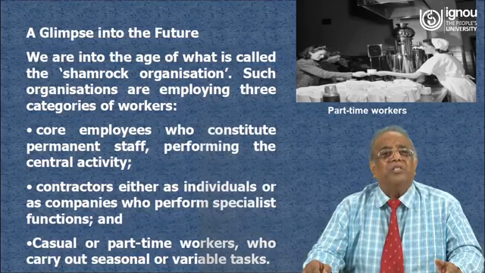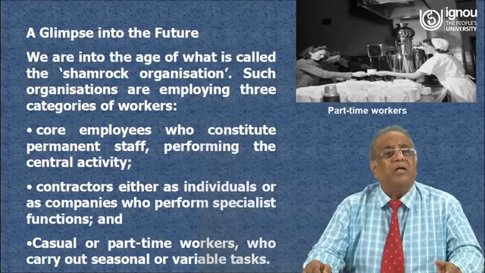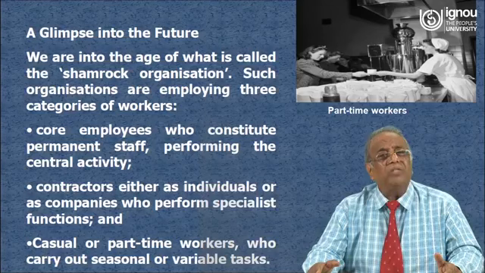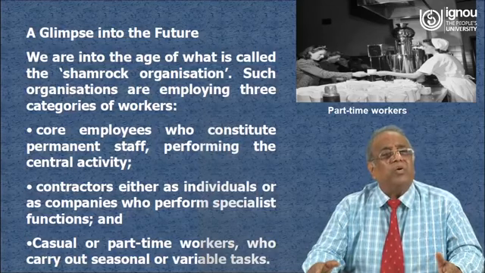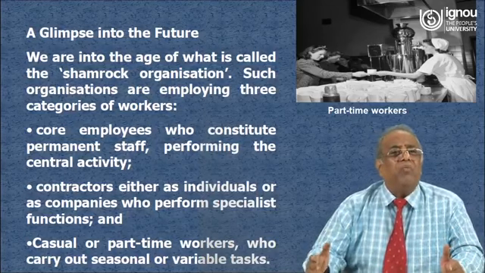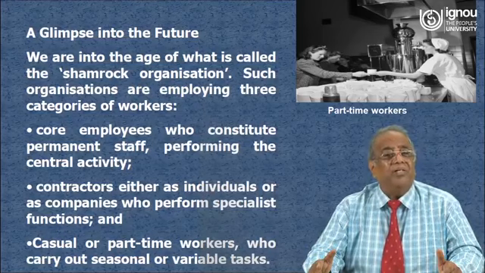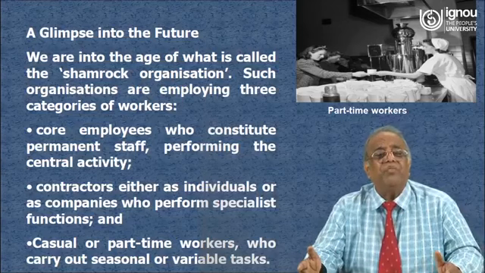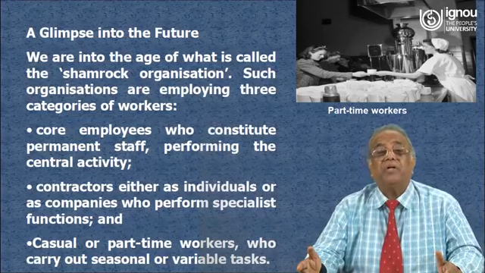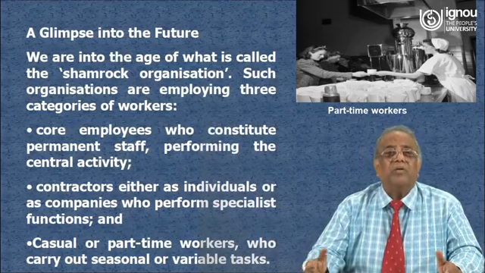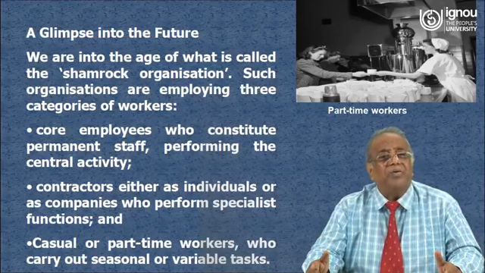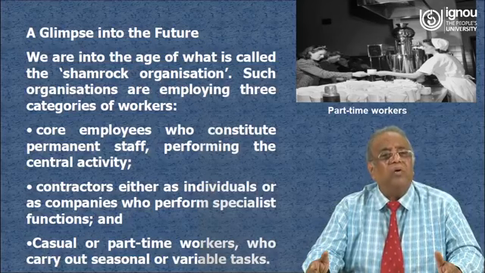Such organizations employ 3 categories of workers. One is core employees, who constitute permanent staff performing the central activity. There are contractors, who do a particular job as per the requirement of the organization, for contractual services. And the third is casual and part-time workers who carry out seasonal or variable tasks.